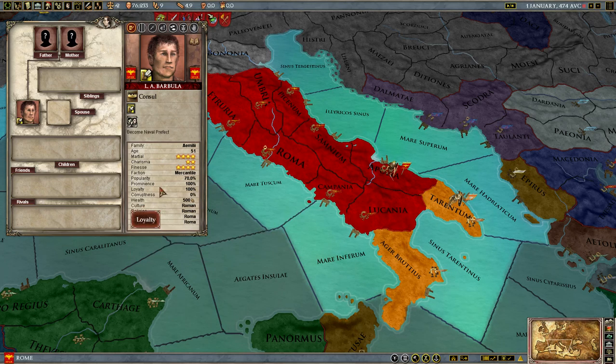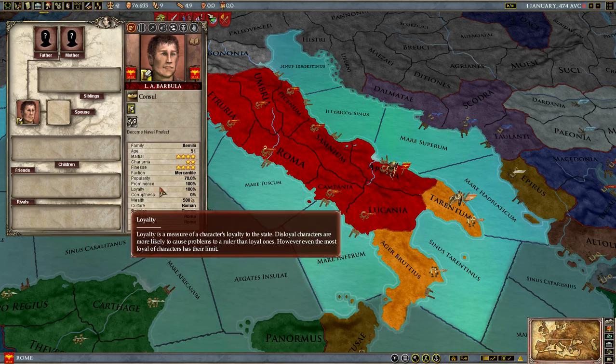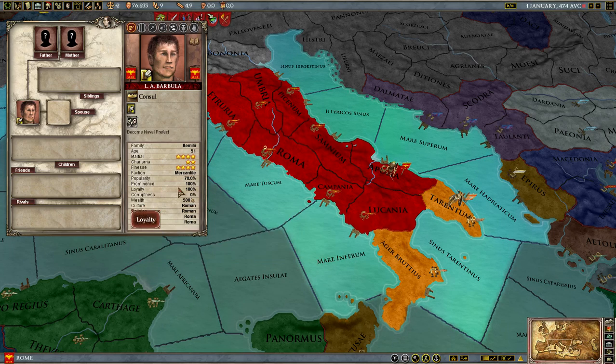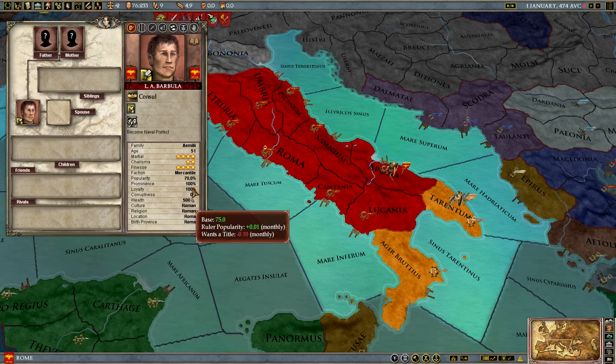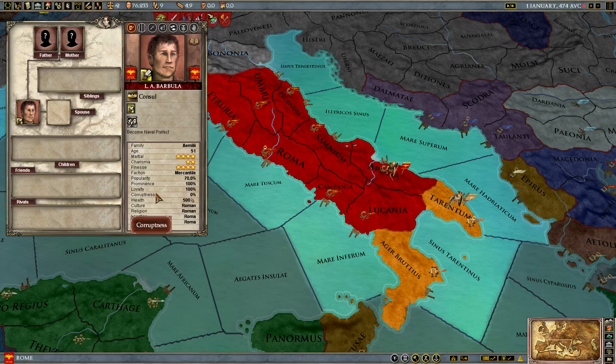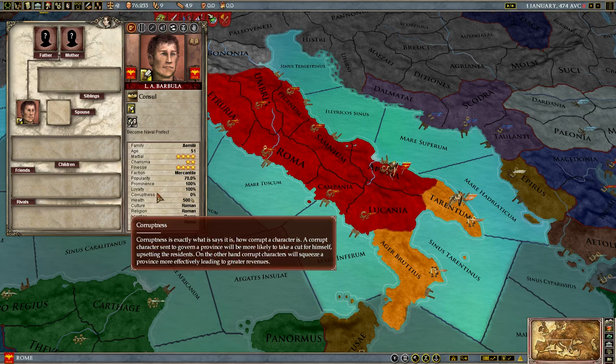And, come on, stupid hover tooltips. However, even most of the loyal characters have their limits. You'll find that rulers will, regardless of things, always have a loyalty of 100%. Corruptness, thankfully we're early in the game, and there is no corruption. Exactly what it says it is. How corrupt a character is.